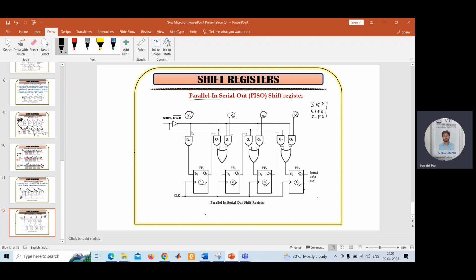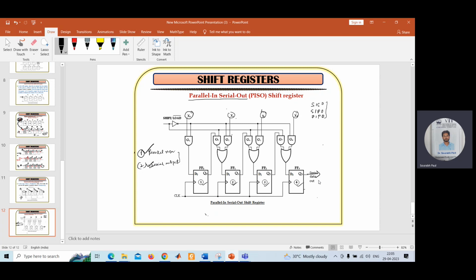So ultimately, what I am trying to say is that you are doing two operations. One is the parallel input, or parallel in operation. And in the second stage, you are doing the serial out operation. Both you cannot do simultaneously. First, you need to do parallel in because you need to input the data. After that, whatever data you have inputted, you need to transfer serially, and you will get the output serially from this terminal.